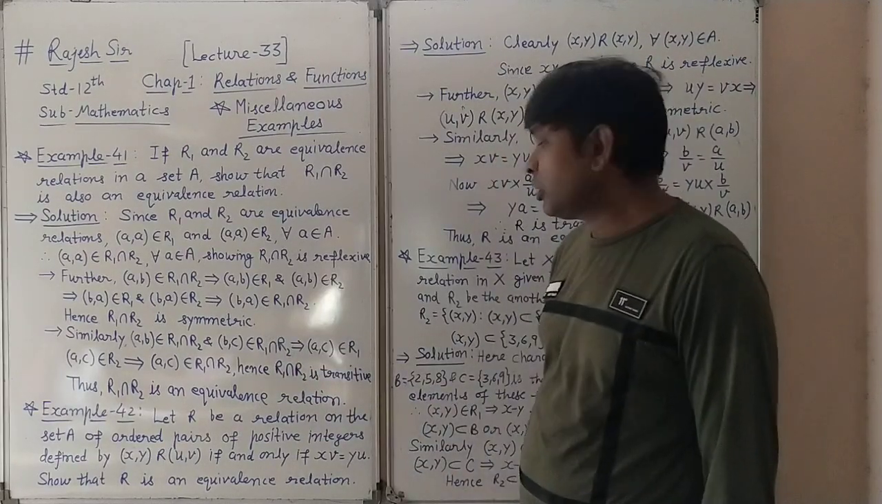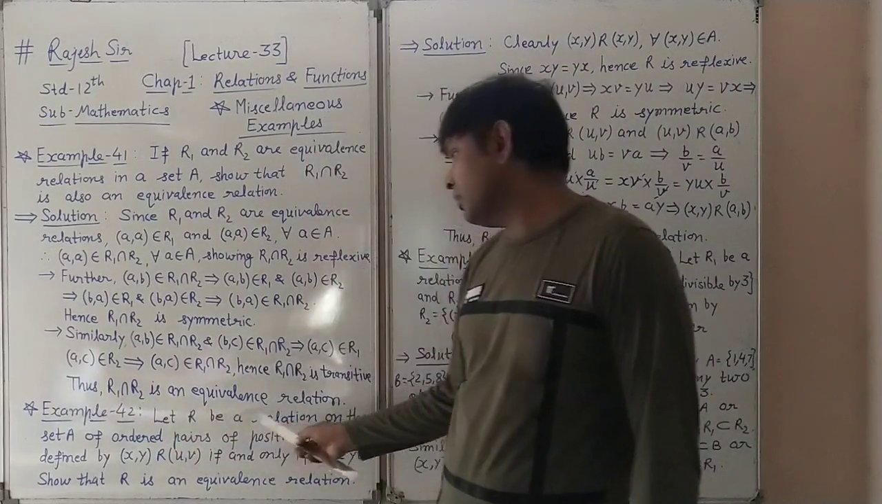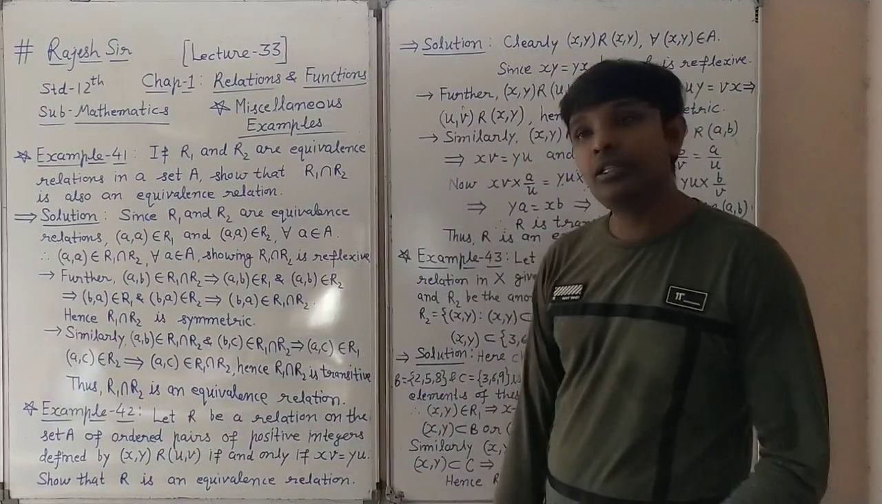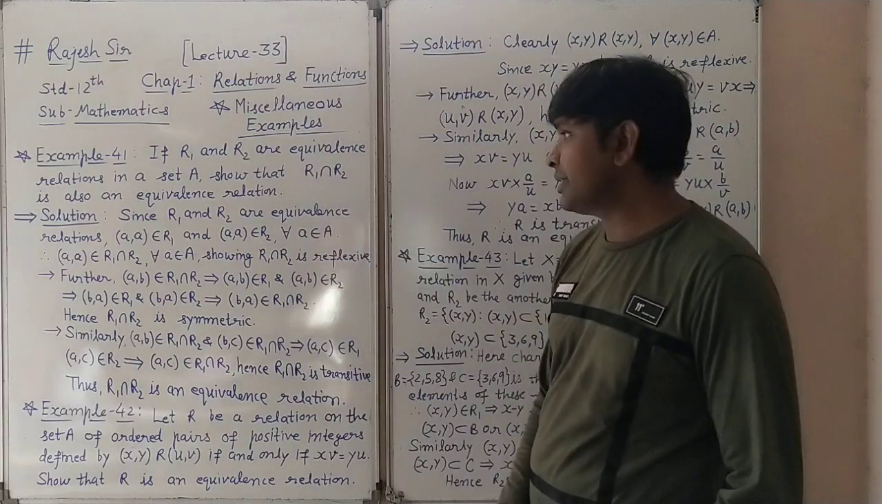So what can we say about the given relation? The relation R1 intersection R2 is an equivalence relation. This way we have shown what we had to show in this example.